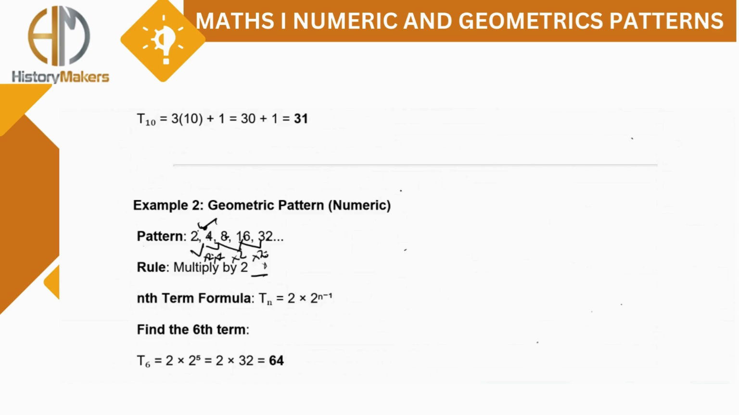Now they asked us to find the sixth term. Term number 6 equals 2 times 2 to the power of 6 minus 1, which is 2 times 2 to the power of 5, which gives us 2 times 32, which is 64. So that is how we were able to find our sixth term.